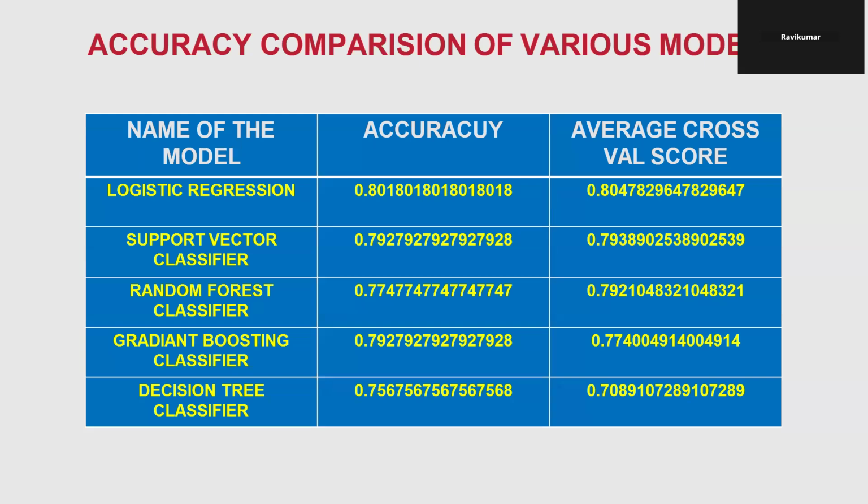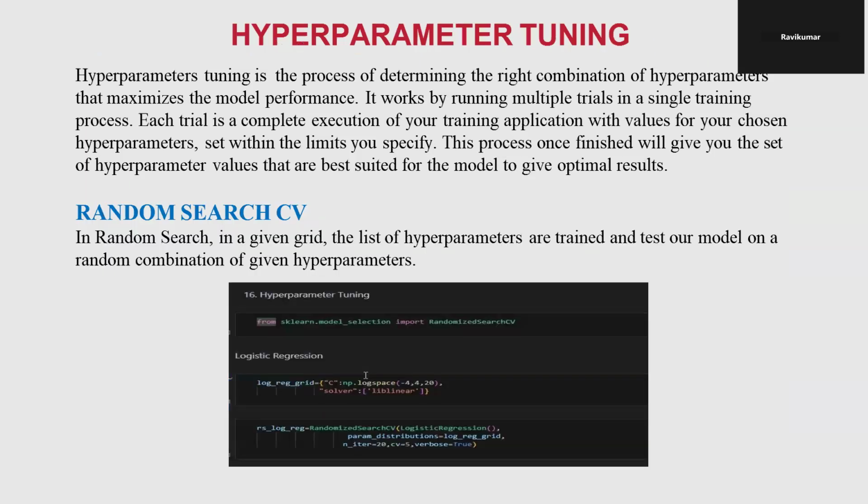Accuracy comparison for various models. We take an example with the name of the model, accuracy, and average cross score: logistic regression, support vector classifier, random forest classifier, gradient boosting classifier, decision tree classifier.